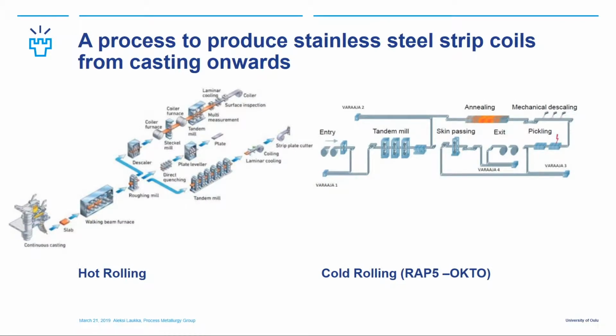And the process to produce this stainless steel in Finland, and this is the Outokumpu Tornio Works process for stainless steel strip coils, is shown from casting onwards. We have the hot rolling side and cold rolling side.